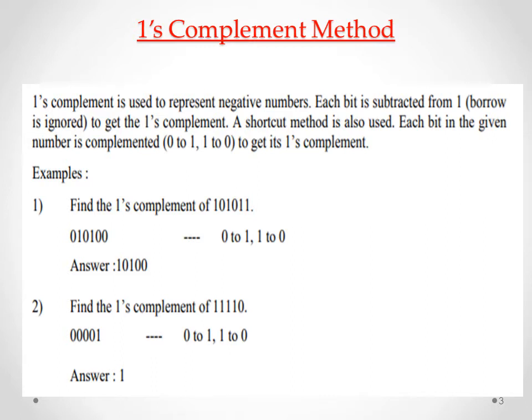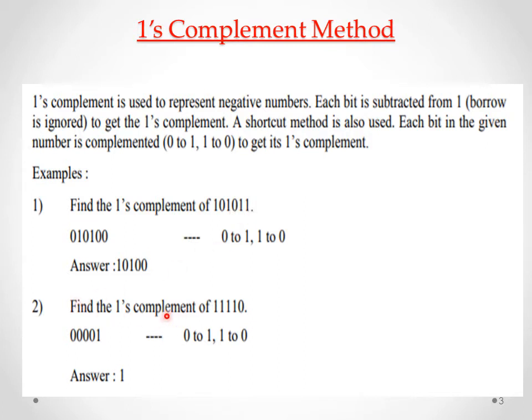Ones complement is used to represent negative numbers. Each bit is subtracted from 1 to get the ones complement. A shortcut method is also used. Each bit in the given number is complemented to get its ones complement, that is 0 to 1 or 1 to 0. For example, find the ones complement of 1 0 1 0 1 1. Now we are going to convert all the ones to 0 and zeros to 1 to get the ones complement. So the answer for this question is 0, 1, 0, 1, 0, 0.